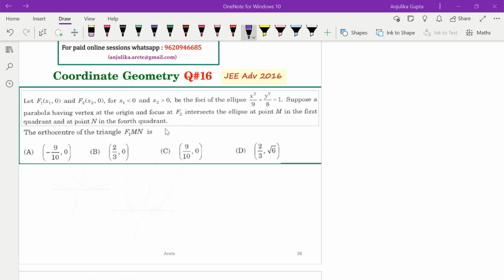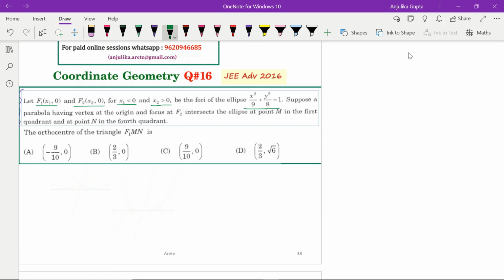We have this paragraph question here. There is a paragraph given and there are two questions based on it. Let's see them one by one. The statement says that you have F1 and F2, where the x coordinate is first one negative and second one positive, be the foci of the ellipse.